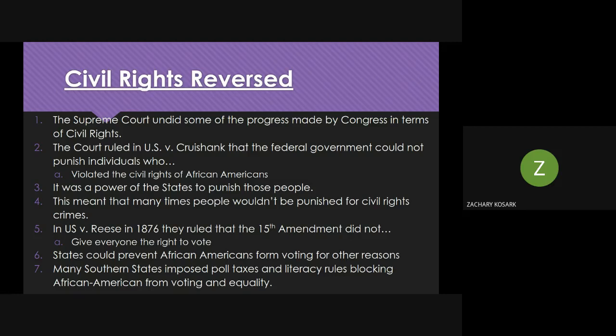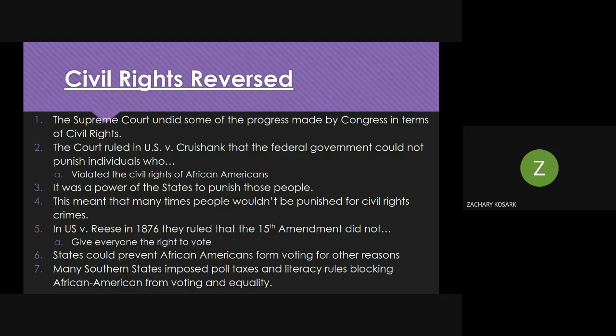It was a power that the states had to take care of. And if you're living in some of these Southern Confederate states, the states don't care if you stop African Americans from voting, so they're not going to punish you. If the federal government can't do it, no one's going to do it. So it really sets up a system where the states can suppress the rights of African Americans without any sort of repercussion.